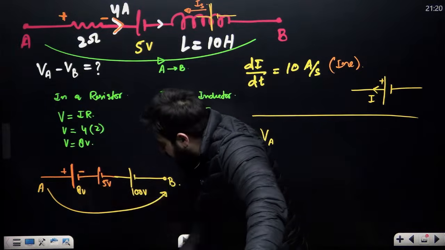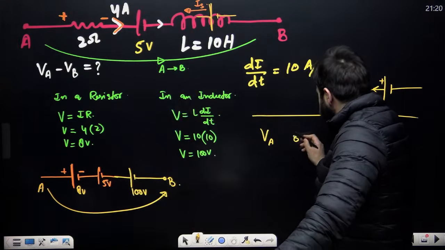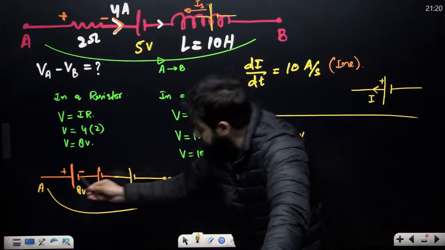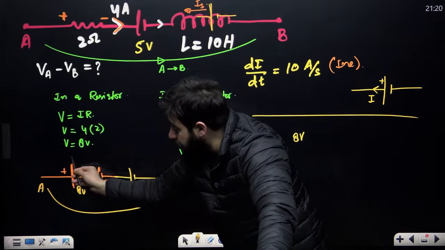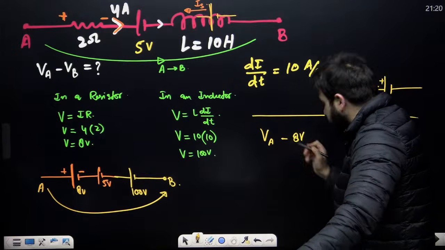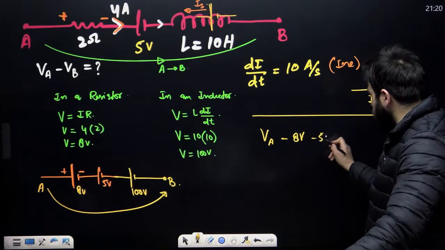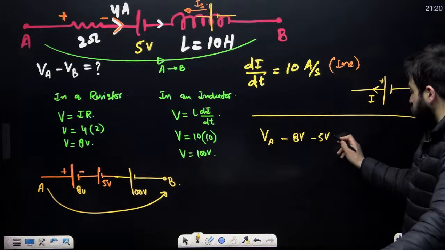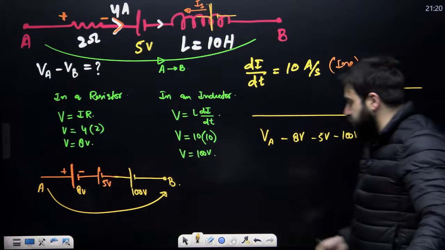Then in case of this battery, what is the potential difference? 8 volts. Sir, plus 8 or minus 8? See, this is your path. You are moving from higher to lower potential, so take minus. Here also you are moving from higher to lower, so minus 5 volts. Here also higher to lower, so minus 100 volts is equal to VB. So the last point you mentioned is VB.